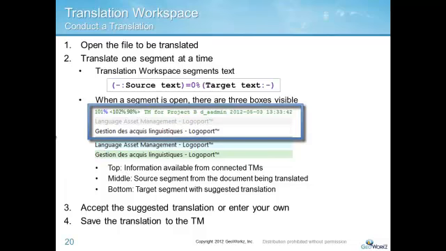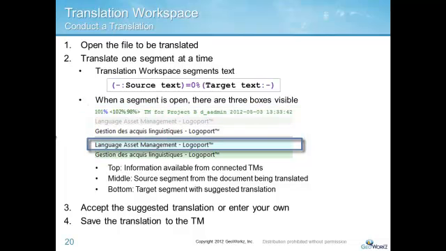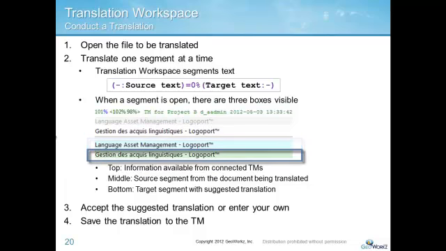The top section gives you the information from the TM, such as the match percentage, the name of the TM that the match is coming from, and the user that stored the translation, and the date and time that the translation was first stored. The middle section shows the segment contained in the source segment that you are currently translating, and the bottom section shows a suggested translation if a match is available. You can edit the target translation in the bottom section or accept it as is.